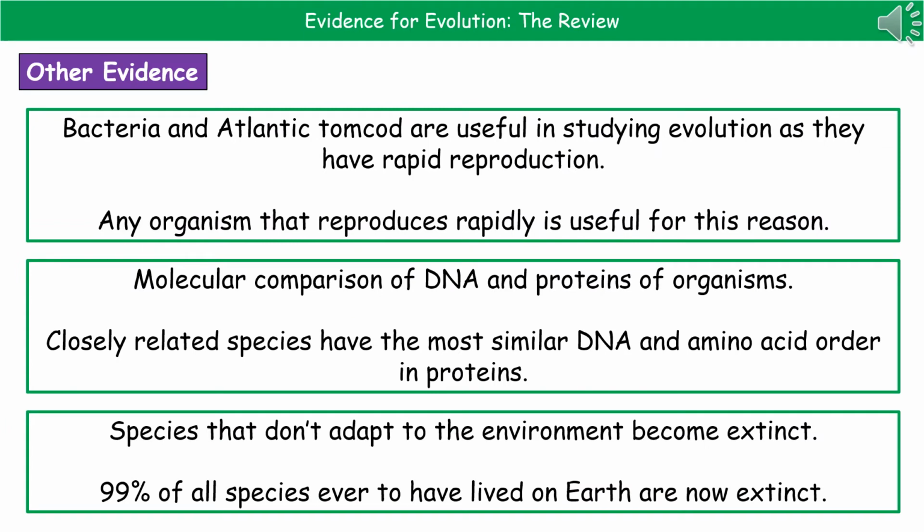Some other key points of evidence for evolution. We can use bacteria and Atlantic tomcod, which are a type of fish, in studying evolution because they've got very rapid reproduction rates. So this means that we can see how those changes happen in a much shorter space of time than, say, in humans. We can also carry out molecular comparison of DNA and the proteins of organisms, and what we find is that closely related species have most similar DNA and amino acid orders in their proteins. We also know that species that don't adapt to the environment will become extinct, and 99% of all species to have ever lived on Earth are now extinct.